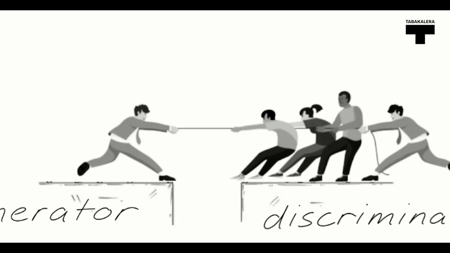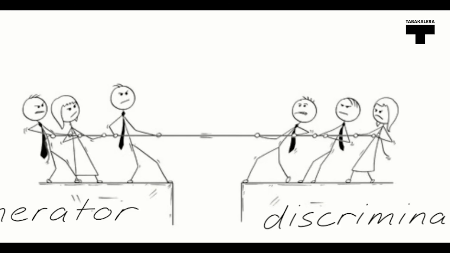So if we have an imbalance between our tug of war, our generator and our discriminator, for example, where our discriminator is too strong, we can restore balance by reducing the number of discriminator features or increasing the number of generator features and restore the balance in the contest and restore our adversarial training mechanism.